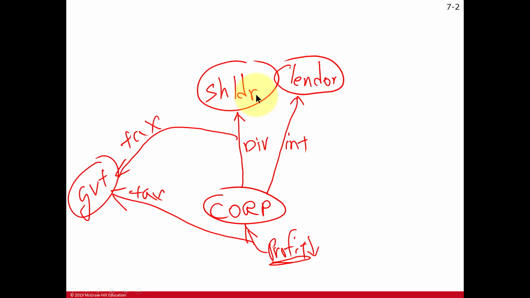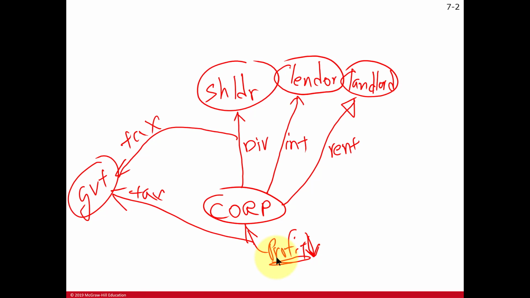Or maybe the same person up here that's the shareholder or the lender is also a landlord that owns the property where the corporation is running their business. So now the corporation has to pay rent to that landlord. And of course, the landlord has to pay taxes on this rent, but the corporation can deduct that rent, reducing the profit, reducing the taxes being paid to the government. So again, that's going to eliminate any double taxation.